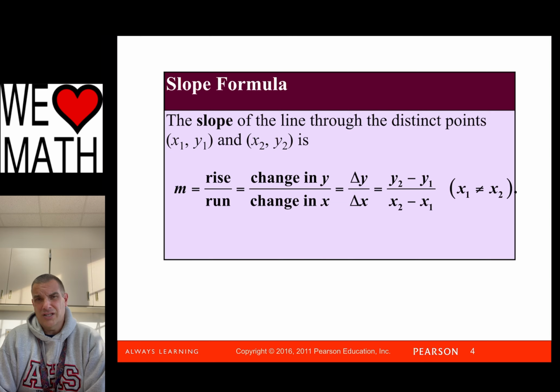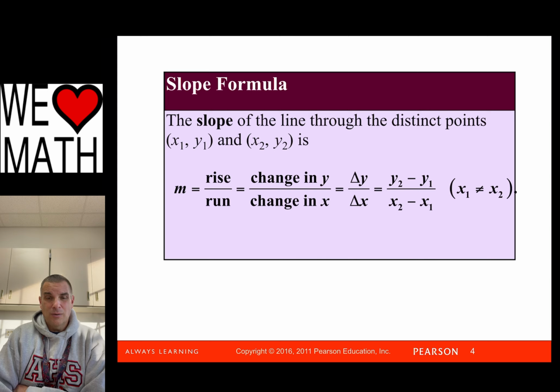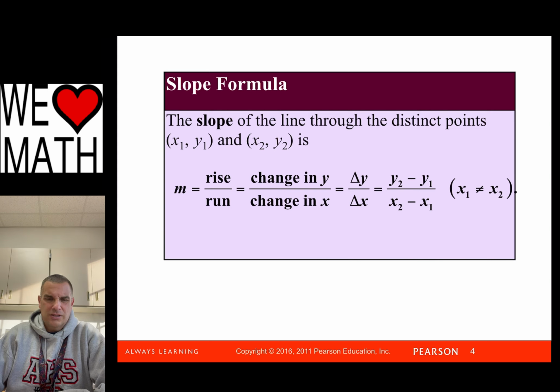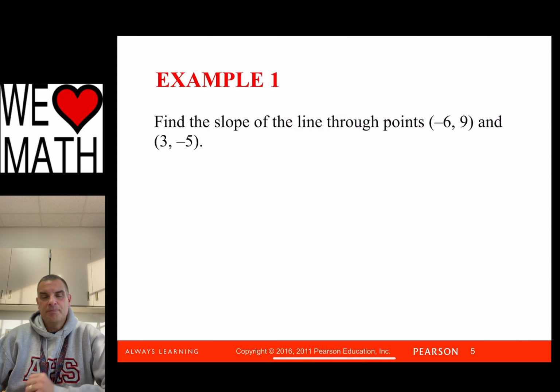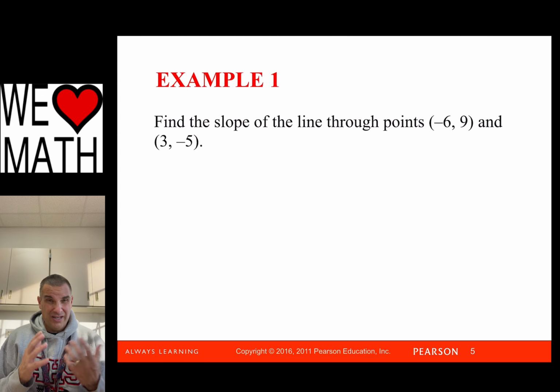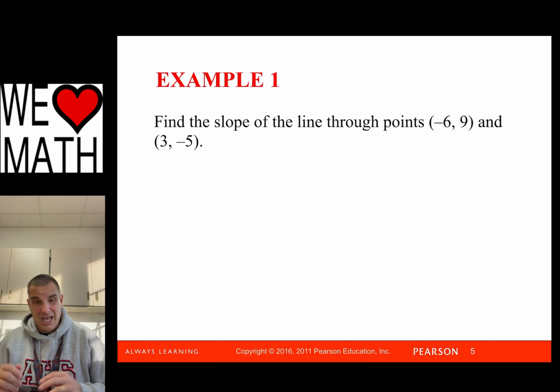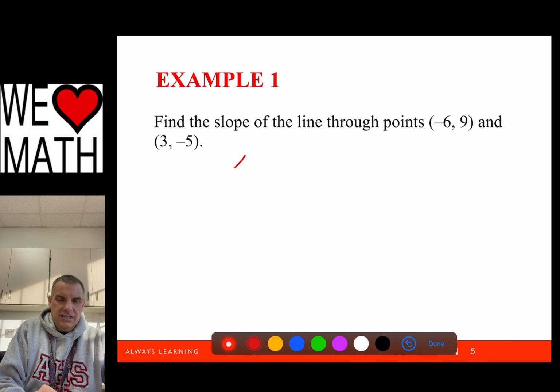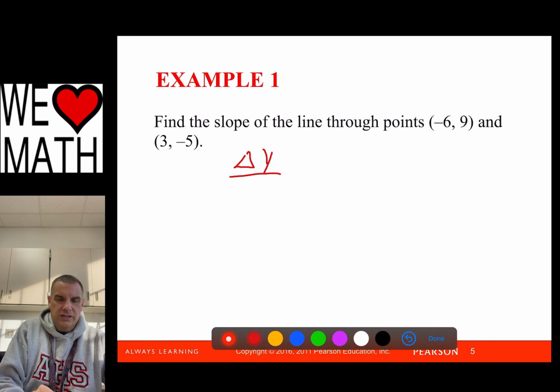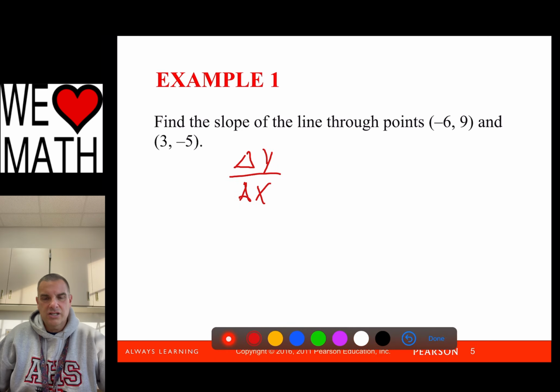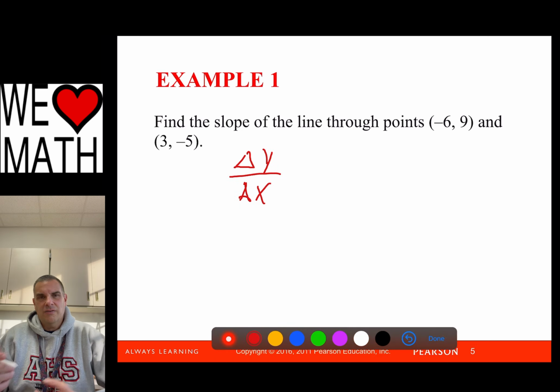Pitches of roofs, rise over run. Ramps, those different types of things. Rise over run. Some people use slope a whole lot. So if you're asked to find the slope between 2 points, you're finding your change in y over your change in x. I like the delta y over delta x, because I figure out how far my x is changing, then I look how far my y is changing.